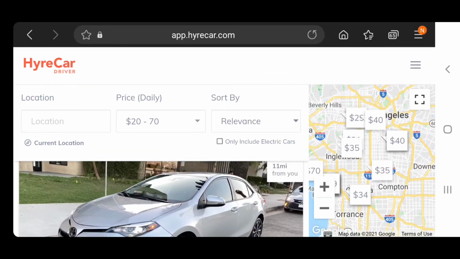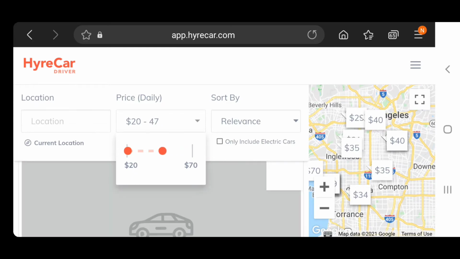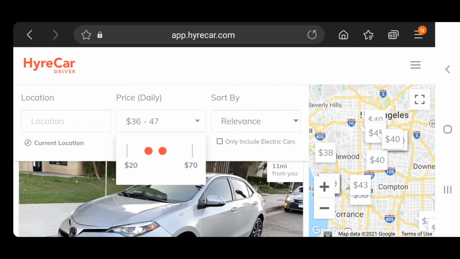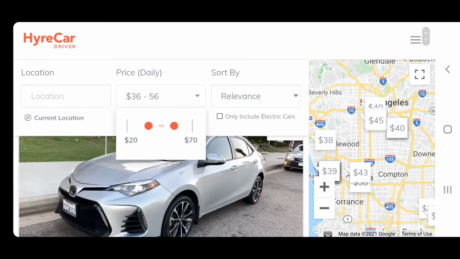And what you can really do is you can start putting your own zip code in where it says location. You type in your zip code. You could type in the price range. So say, you know what, I want to see what the range is, maybe $36 through $57. Okay. And it'll automatically start adjusting.